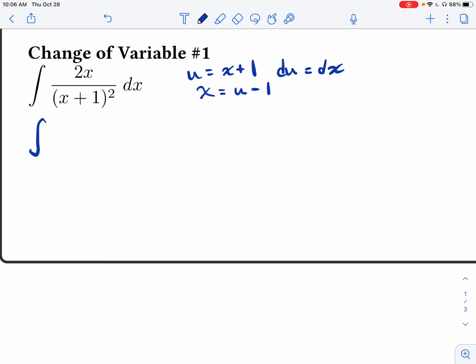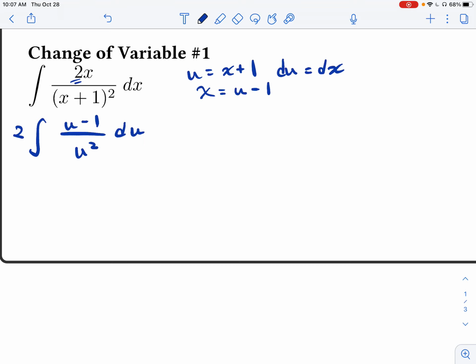I'm going to take this 2 and, since it's just a constant, move it to the outside. I'm going to write this as 2 out here. X I can rewrite as u minus 1. The denominator is simply going to be u squared. And since dx is equal to du, I can just write this as du here.